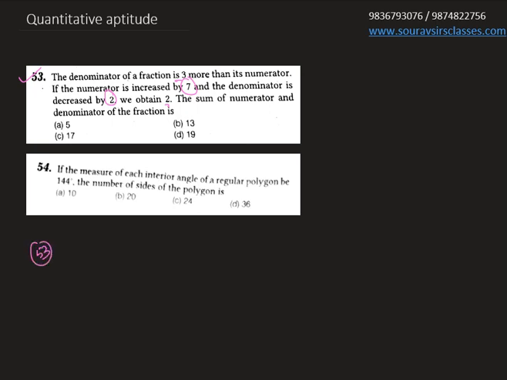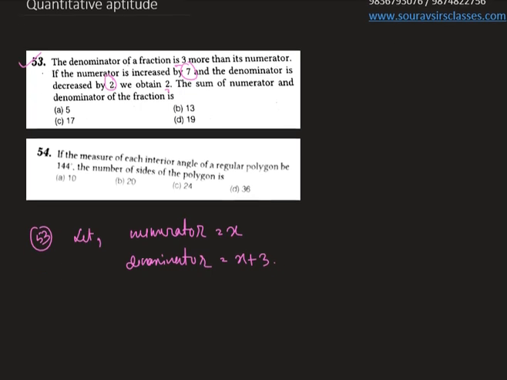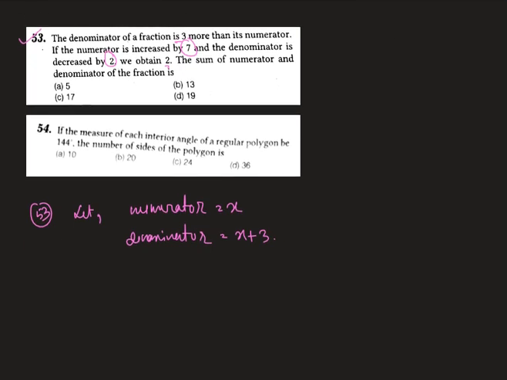So first of all, let the value of numerator be x, hence denominator will be x plus 3. Now if the numerator is increased by 7 and the denominator is decreased by 2, we get 2.